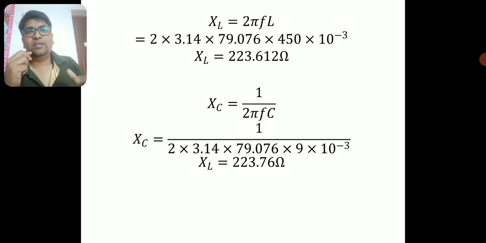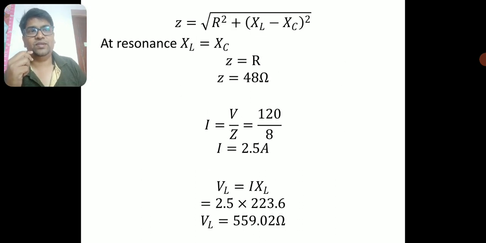Why I am getting the same value is because I told you that at resonant frequency both XL and XC are equal. So I am calculating these values at resonant frequency. Both have to be equal. Now I am calculating Z at this frequency. Z, I told you, will be equal to only the resistance at resonant frequency, because XL is the same value as XC. So Z is 48 ohm, which is the value of resistance.